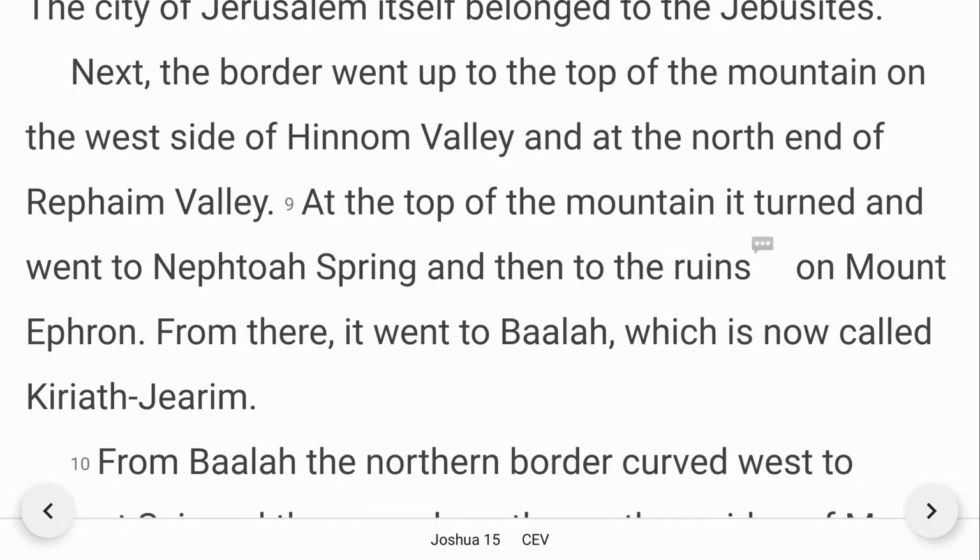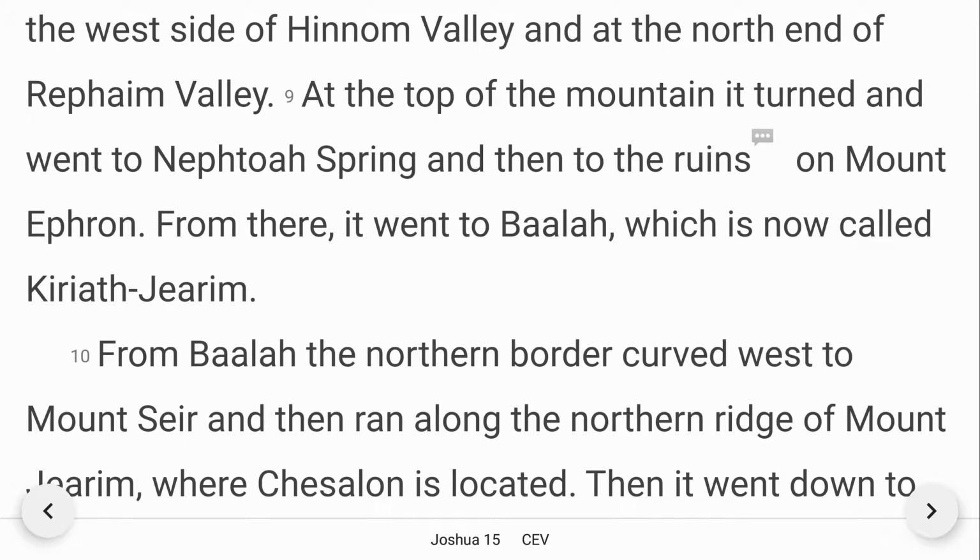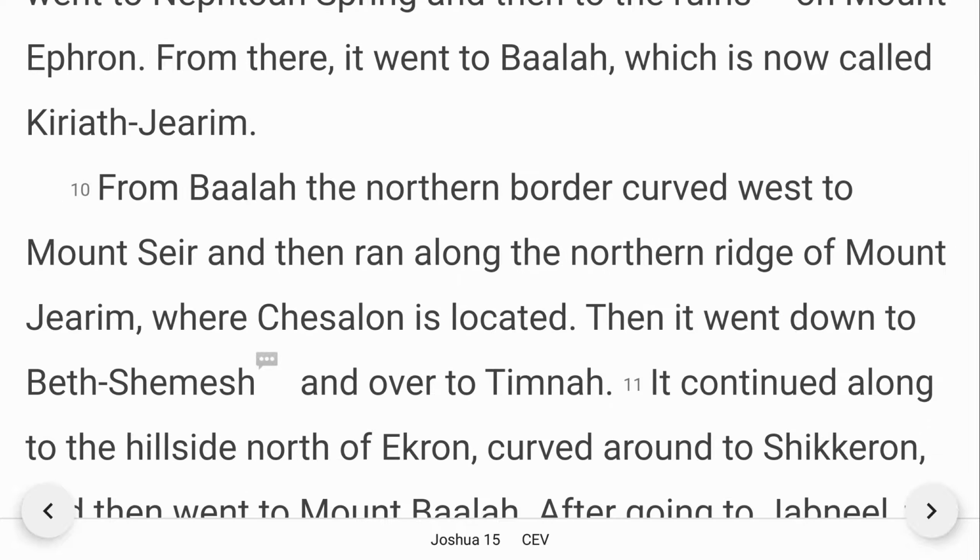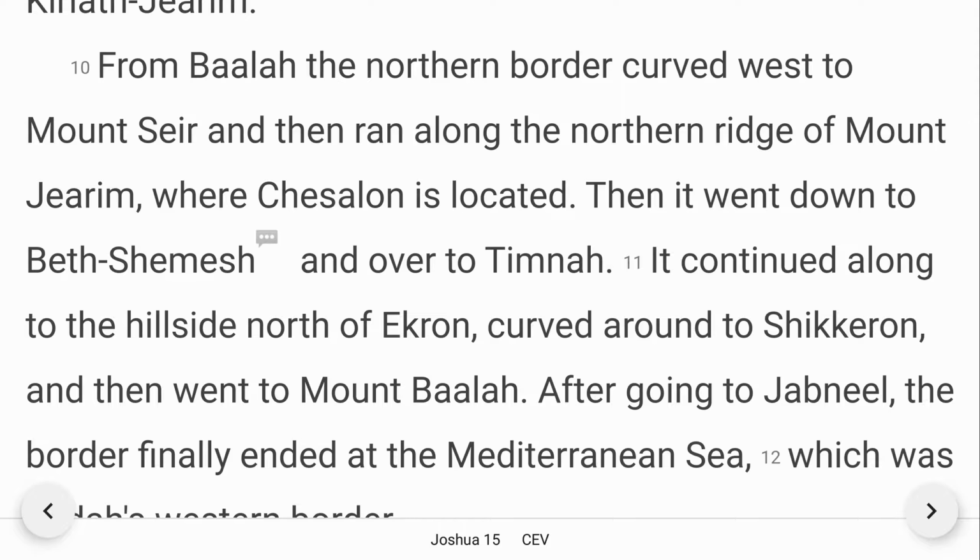From there, it went to Bala, which is now called Kiriath Jearim. From Bala, the northern border curved west to Mount Seir, and then ran along the northern ridge of Mount Jearim, where Kesalon is located. Then it went down to Beth Shemesh and over to Timnah. It continued along to the hillside north of Ekron, curved around to Sikaron, and then went to Mount Bala.